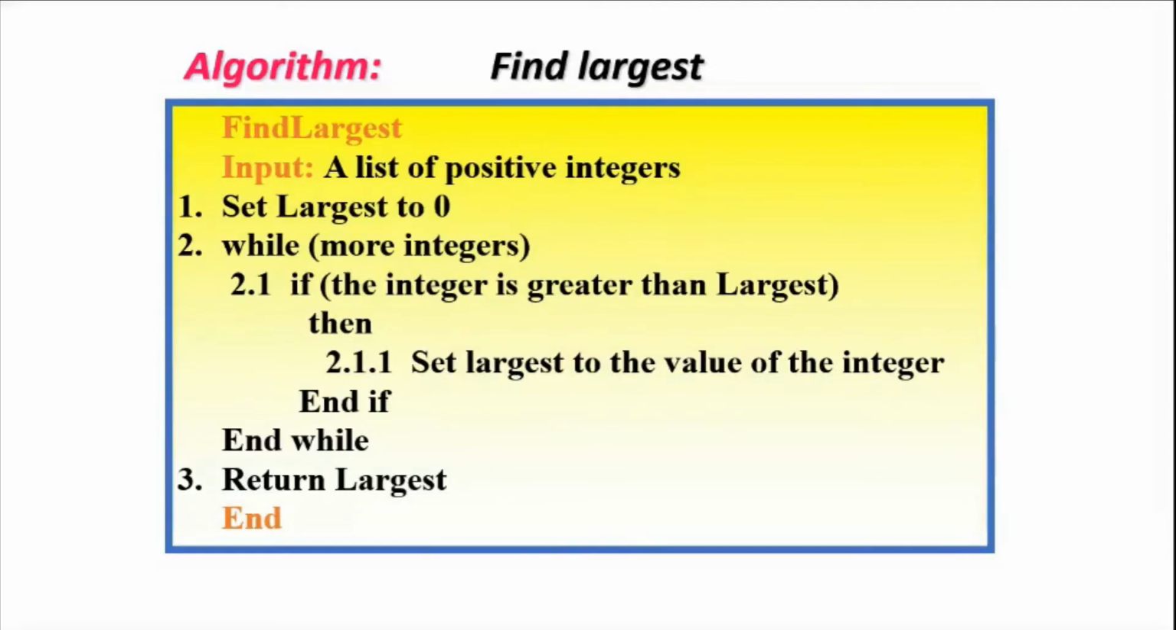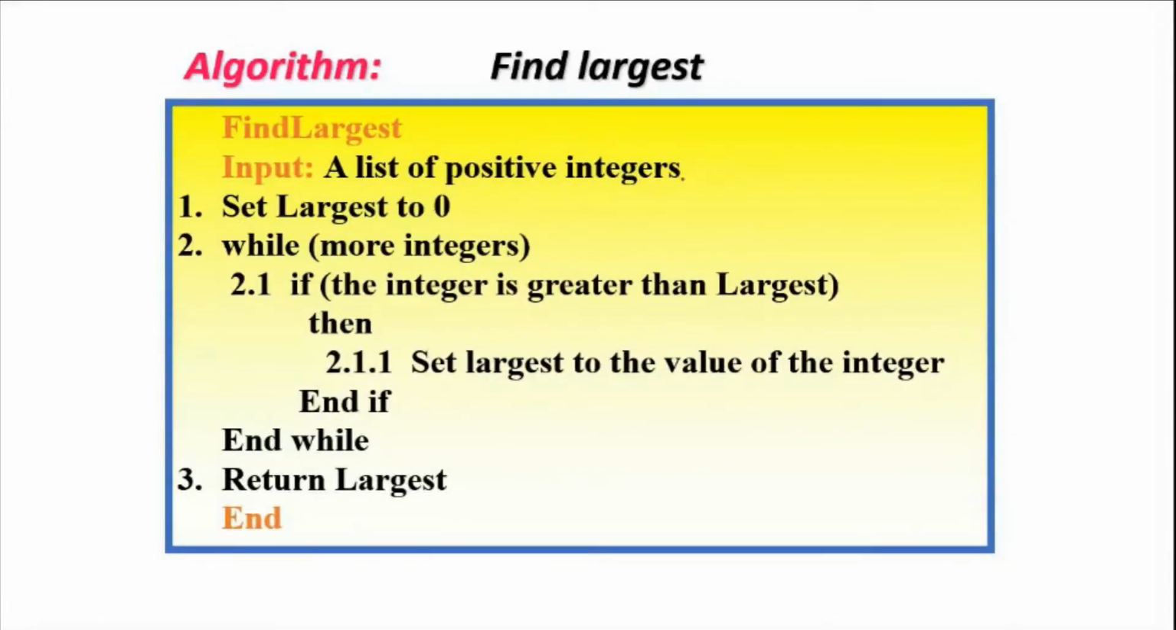In the previous case, we wrote it as repeat n times, and check whether the current number is greater than the largest or not. That sort of writing is the crude form of the algorithm. But a good algorithm includes some part of the pseudocode also. That is, there is not much differentiation between an algorithm and a pseudocode when we write it properly. So in this case, the input is a list of positive integers. We don't know the number of integers. So we set the largest to 0.